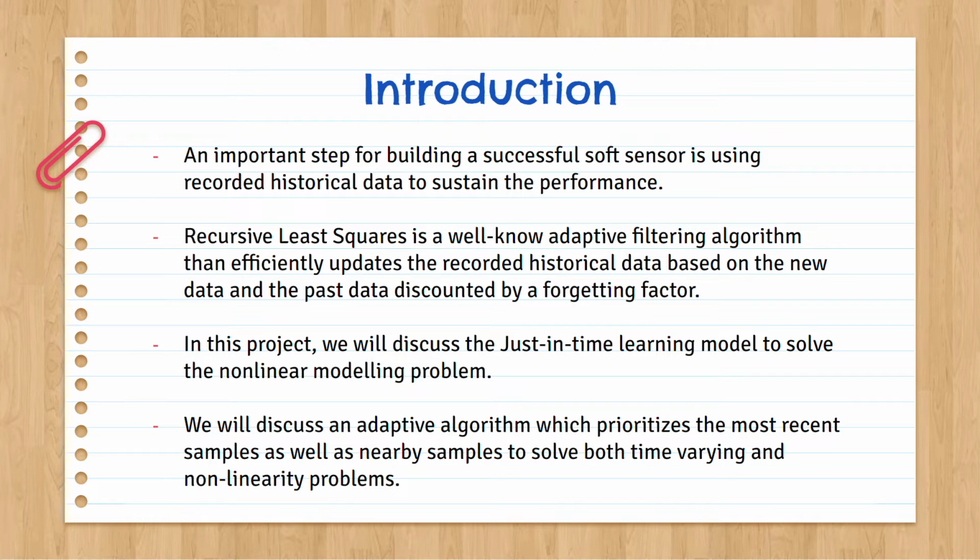Recursive least squares is a well-known adaptive filtering algorithm that efficiently updates the recorded historical data based on the new data and the past data discounted by a forgetting factor. An important step for building a successful soft sensor is using recorded historical data to sustain the performance. In this project, we will discuss the just-in-time learning model to solve the nonlinearity modeling problem. We will discuss an adaptive algorithm which prioritizes the most recent samples as well as nearby samples to solve both time-varying and nonlinearity problems.